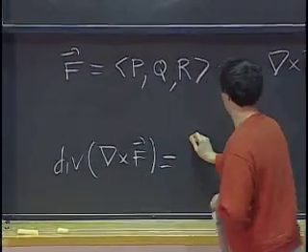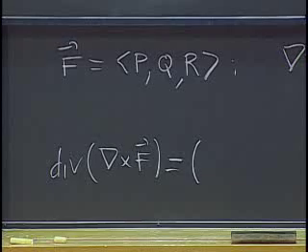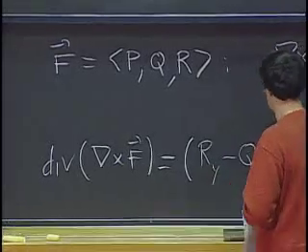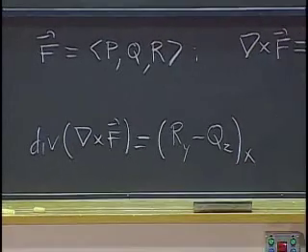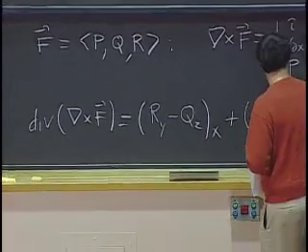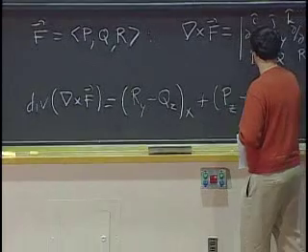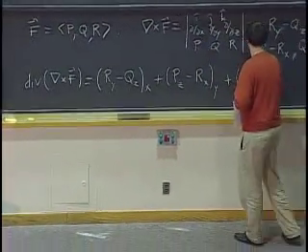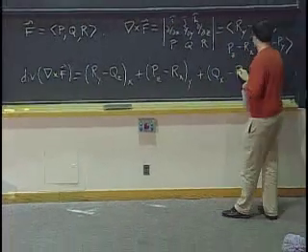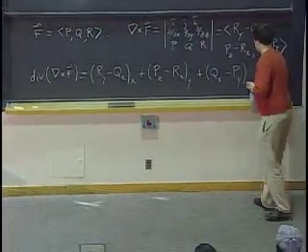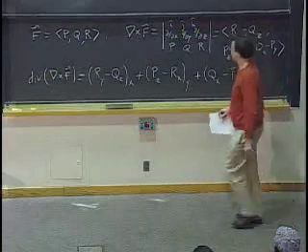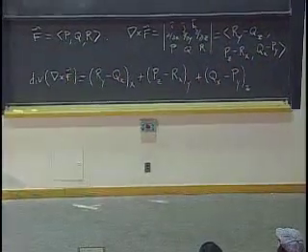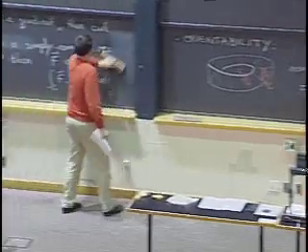Well, so we have to take the first component, Ry minus Qz, and take its partial with respect to x. Then take the y component, Pz minus Rx, partial with respect to y, plus Qx minus Py, partial with respect to z. And, well, now we should expand this, but I claim it will always simplify to 0.